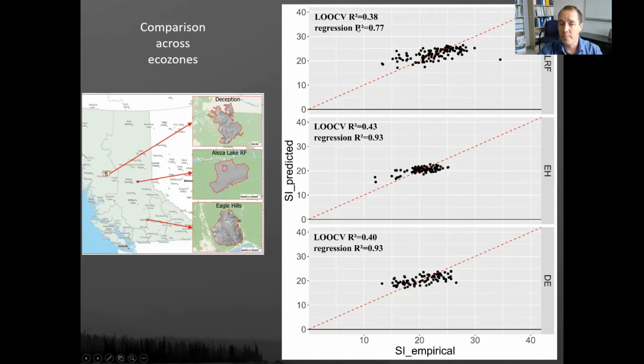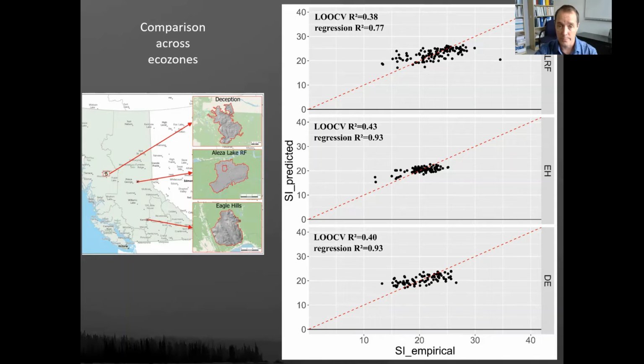And if you look at the top number here, which is our R-squared from our leave one out cross-validation, you'll notice that the values are all very similar across the 3 regions. So going from a 0.38 at the flat, wet site to a 0.43 in our dry, warm site. So basically, it can work across the different regions.